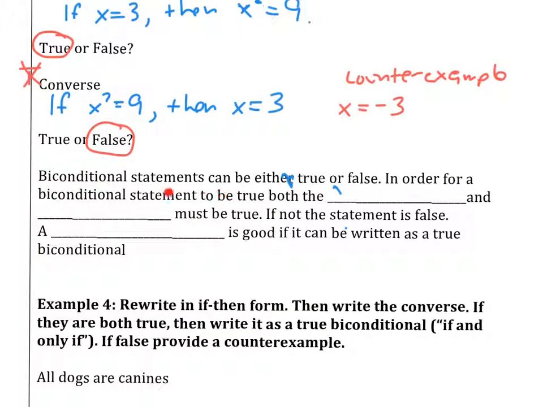So biconditional statements can be either true or false. In order for a biconditional statement to be true, both the original statement and the converse must be true. If not, then the statement is false. So the only way for the biconditional statement to be true is if both the original statement and its converse are true. Now it turns out that a good definition can be written only as a biconditional statement. That's how we know it is a good definition.